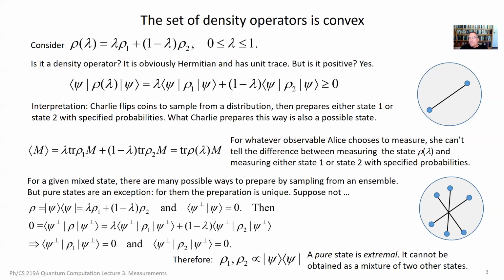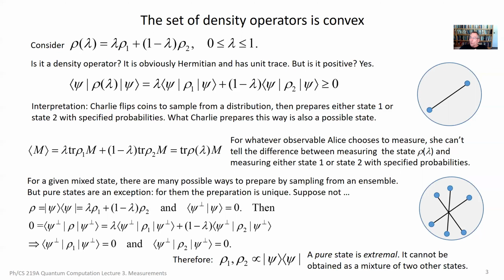Remember, by a density operator, we mean an operator which is Hermitian and has non-negative eigenvalues and has unit trace. Well, it's actually obvious that if ρ1 and ρ2 are both Hermitian, then this linear combination is also Hermitian because λ and 1 minus λ are real numbers equal to their complex conjugates. It's also obvious that the trace will be 1 for ρ(λ) if the trace of ρ1 is 1 and the trace of ρ2 is 1, because the trace of ρ(λ) is just λ times the trace of ρ1 plus (1 minus λ) times the trace of ρ2.